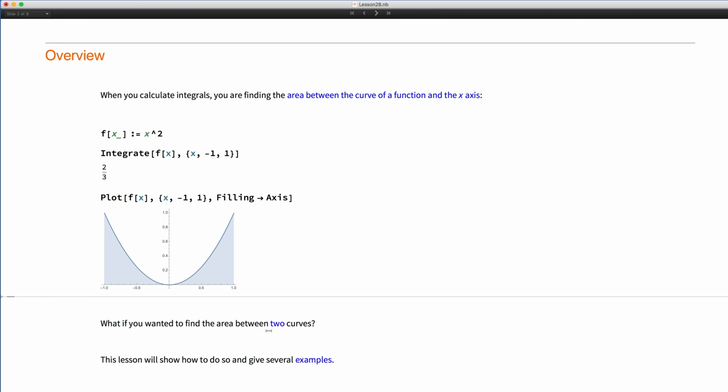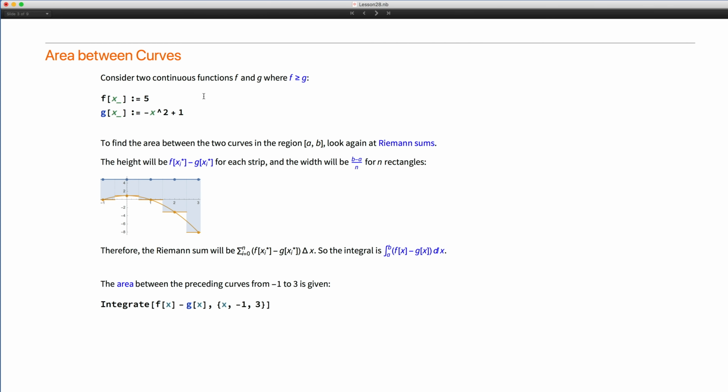So the question is, what would happen if you want to find the area between two curves? This lesson will go over several examples of how you can do this using Integrate. Okay, so let's take an example.